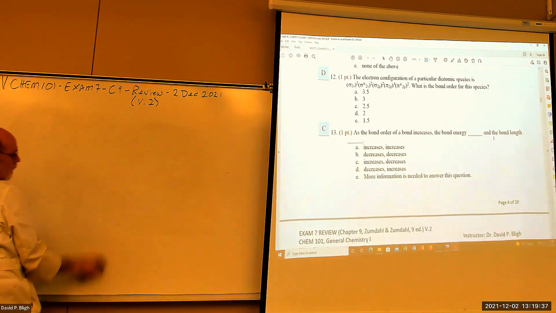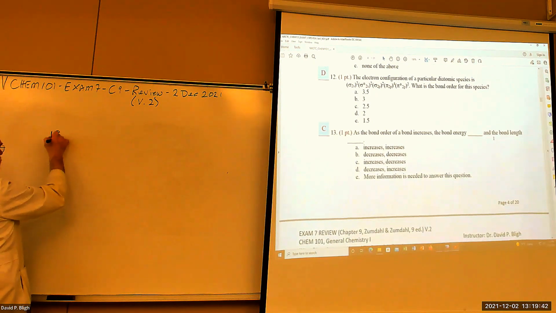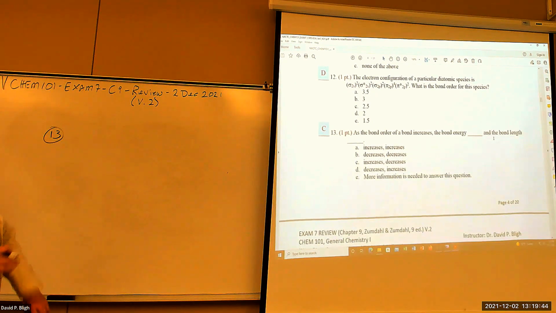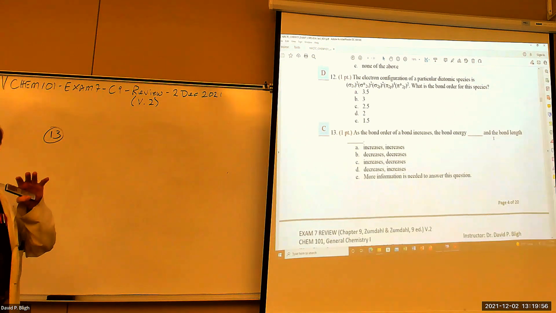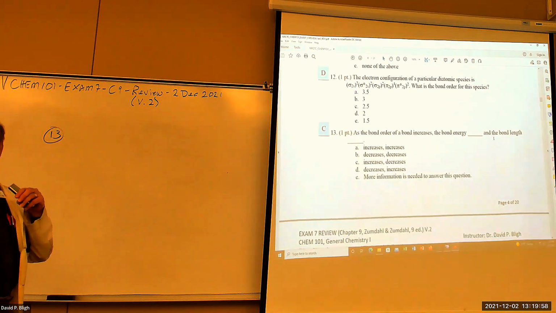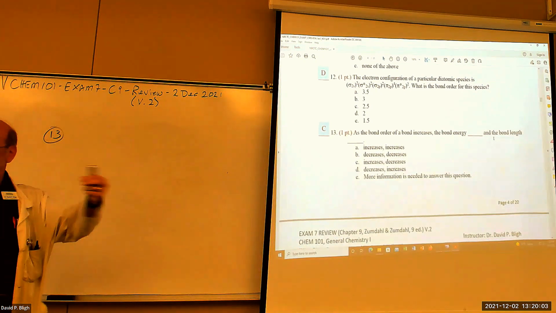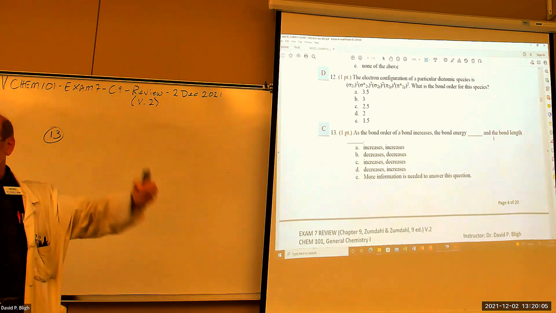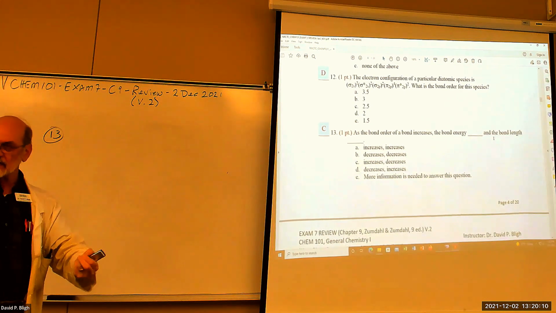All right, that's 12. Well, while we're here, 13. I know I'm going to run out of time, so I'm not worried about it. As the bond order of the bond increases, the bond energy does what? Bond order roughly parallels single, double, triple. So as the bond order increases, the bond energy increases. It becomes stronger. You have to put more energy in to break the bond.